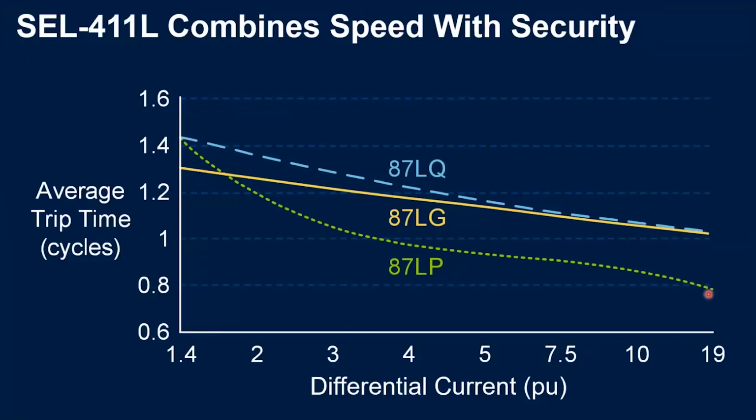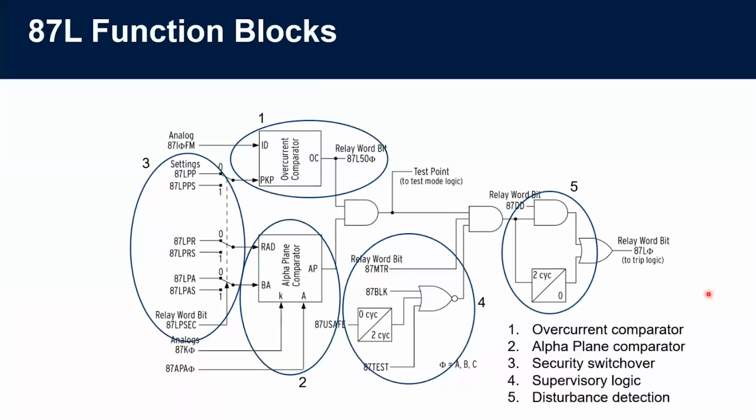Let's see also how this alpha plane logic works. When we talk about the alpha plane, we talk about the operation region, but the differential element per se has some other checks to do, okay, to perform the trip. So this is the differential element implemented on the 411L. So let's go one by one. Here we have the overcurrent comparator, because even if we have the alpha plane, we still have a minimum differential current to operate. Okay, so this is the overcurrent comparator. We have the alpha plane, which is the one we have been seeing this time.